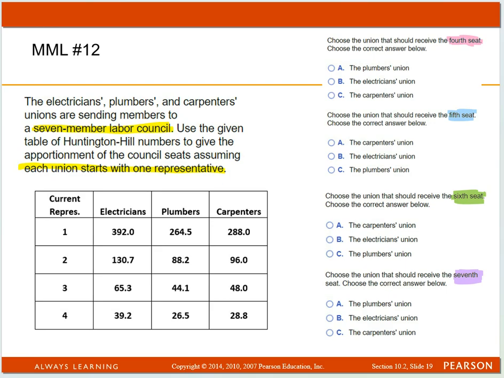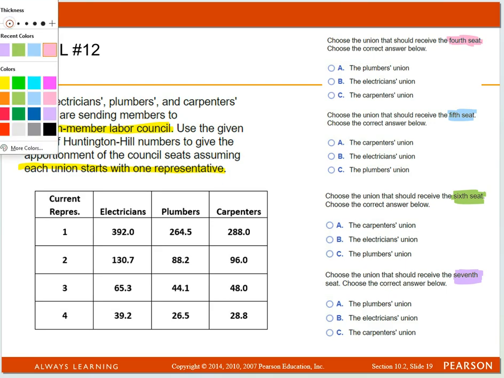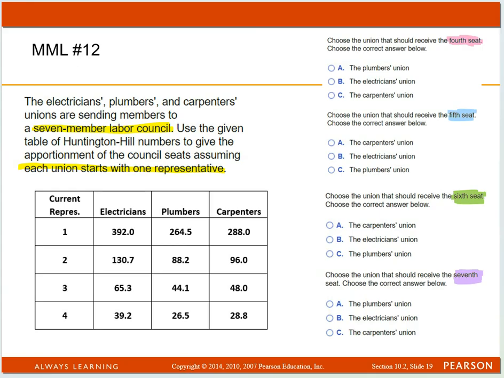So just like before, I'm going to start comparing them. And I guess I'll use my highlighter. And I'm going to look at electricians compared to plumbers compared to carpenters. And of those 3 numbers, electricians is the largest. So the 4th seat goes to the electricians. Now remember, you've used this number, so you cannot use it again.